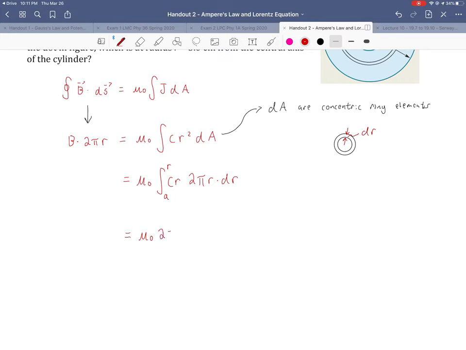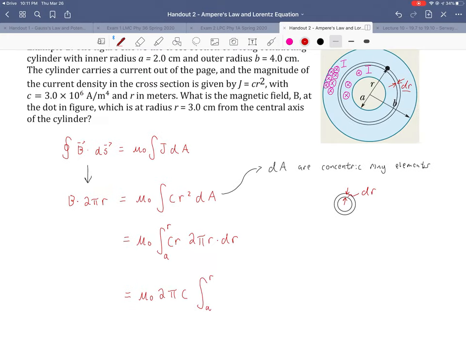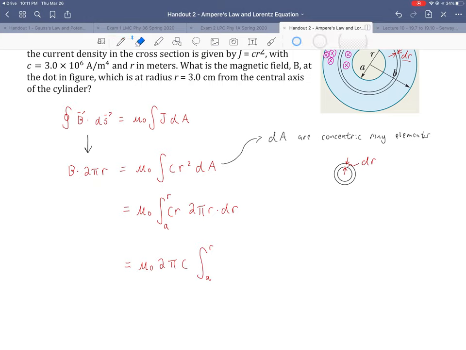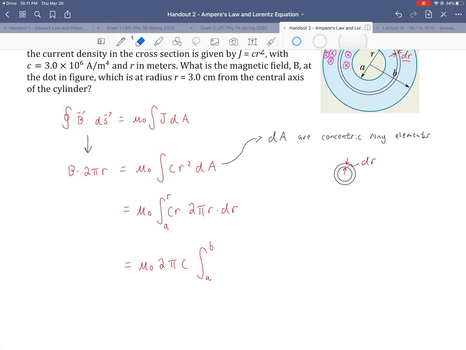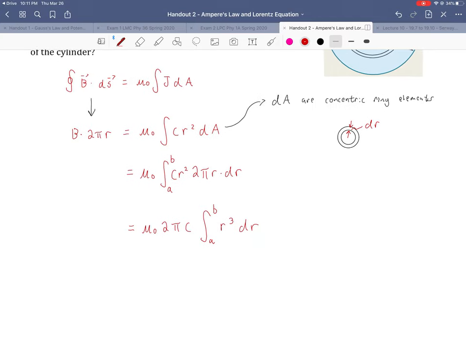All right. So then we can pull the 2 pi out and the C as well, and still have our same limits, a to b, and the y I wrote r, sorry about that. That should be a b, and so should this one. There we go. We're not going from a to r, our variables are, but the constant, the outer radius is called b. And then this would simply be, I lost my square there. That should be r cubed dr.